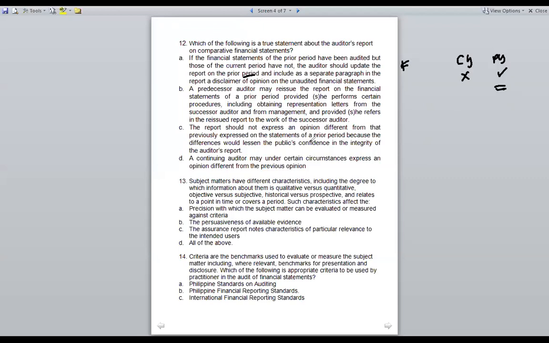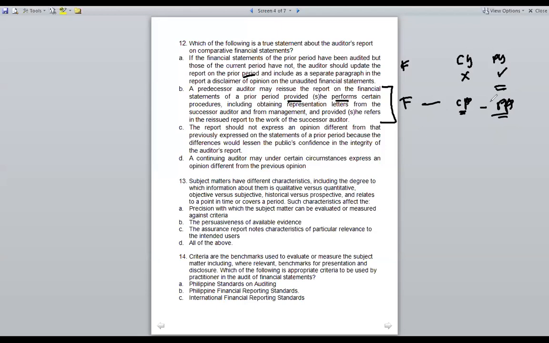A predecessor auditor may reissue the report on the financial statements of prior period provided she or he performs certain procedures including representation letters from the successor and from the management, and provided bakit ganito guys, no? Magkakaroon ka ng issue dito in terms of technicalities, there's too much technicalities in this letter B na option. So I think this is false. Okay, because normally what we are doing is we try to reflect it in the current year or current period. Huwag mo nang gagalawin ng prior period, okay?